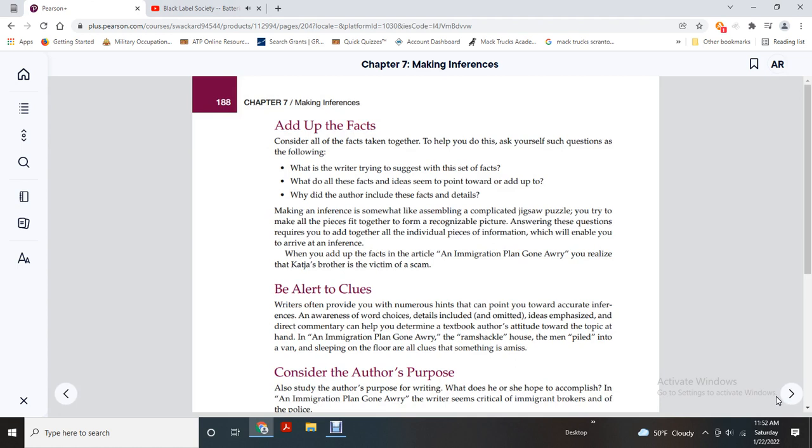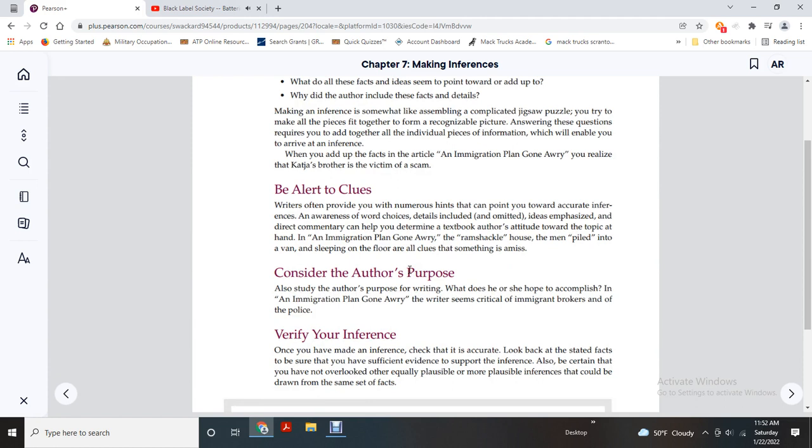Ask yourself such questions as: what is the writer trying to suggest with the set of facts? What do all the facts and ideas seem to point toward and add up to? What did the author include with the facts and details? Making inferences is somewhat like assembling a complicated jigsaw puzzle: you try to make all the pieces fit together into a reasonable, recognizable picture. Answering the question requires adding together the individual pieces of information, which will enable you to derive the inference. You add up the facts that the article's immigration plan had gone awry. You realize that Katya's brother is a victim of the scam.